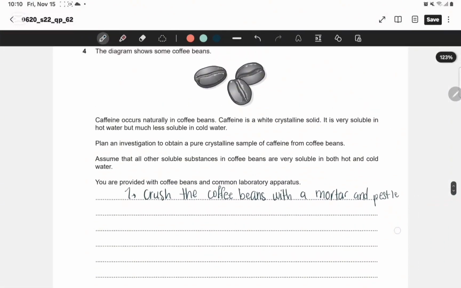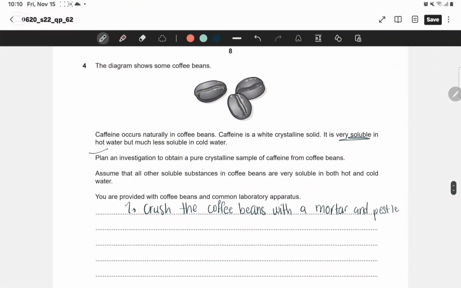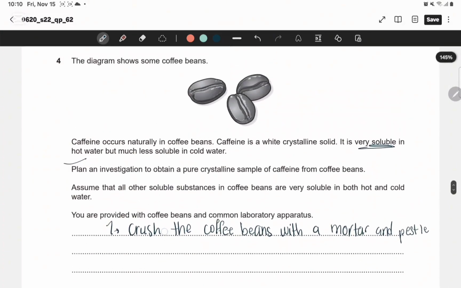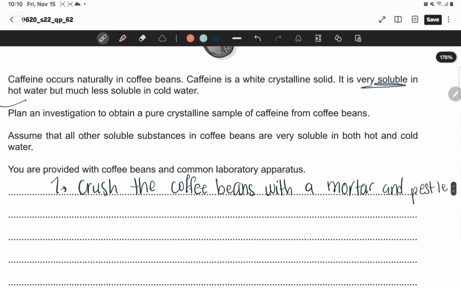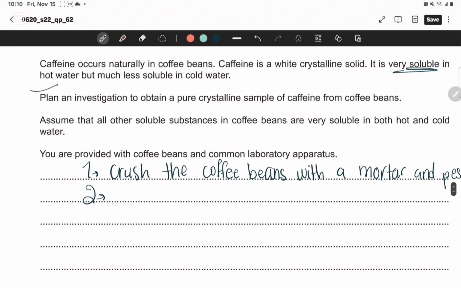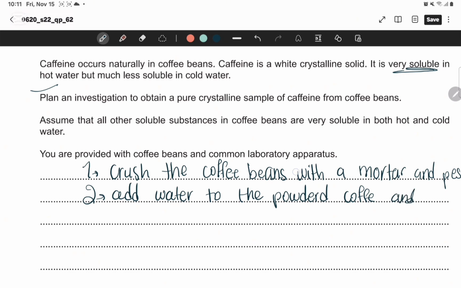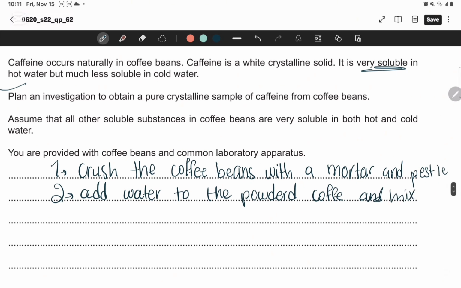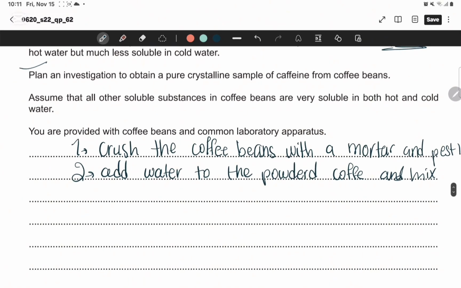And then, since they said that it's very soluble in hot water, or just water, let's just add water. Second thing, we're gonna add water to the powdered coffee and mix. Why? Because we're gonna filter it.